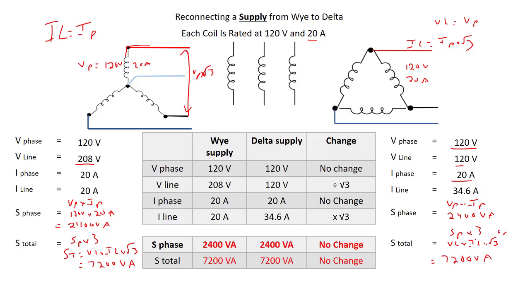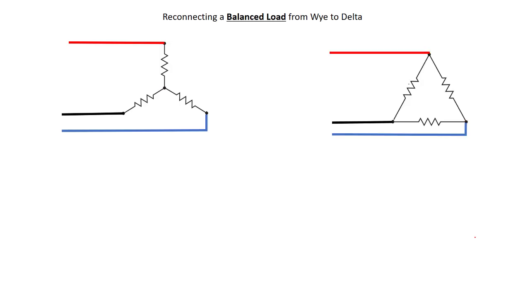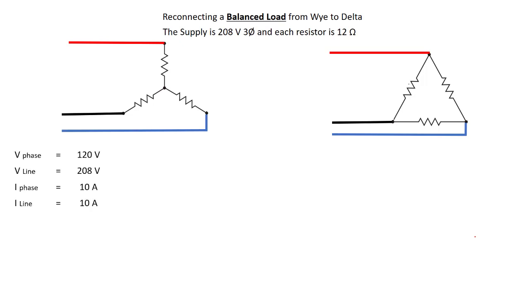We have much different results if we're looking at a load. This time, we're going to take three equal resistors, three 12-ohm resistors. In the first scenario, we are going to connect them up to a 208 supply in Y. We know V phase is V line divided by root 3, so our phase voltage is 120 and our line voltage is 208. The phase current is the V phase divided by the impedance in the phase: 120 divided by 12 is 10 amps. Line current is the same as phase current in Y, 10 amps.